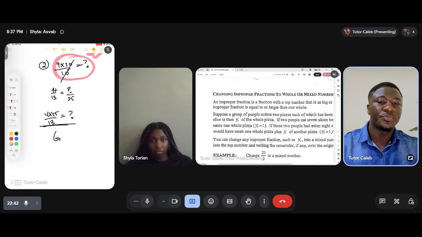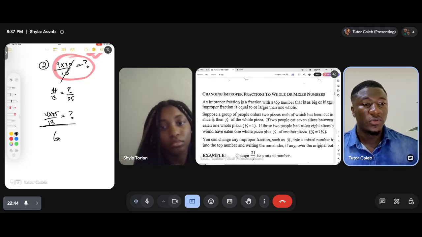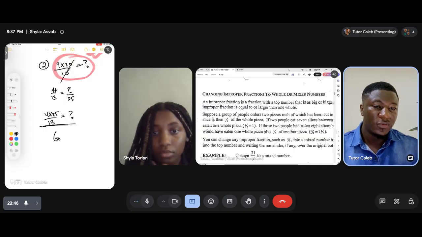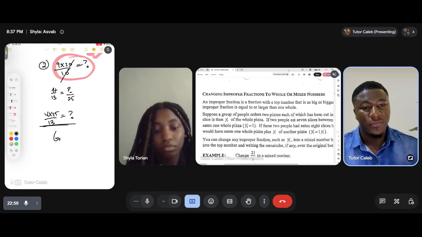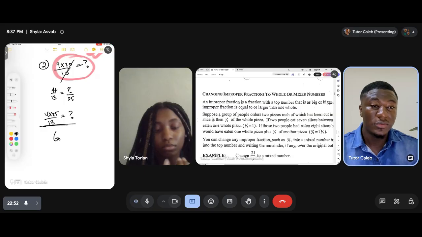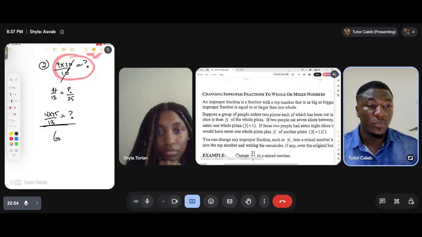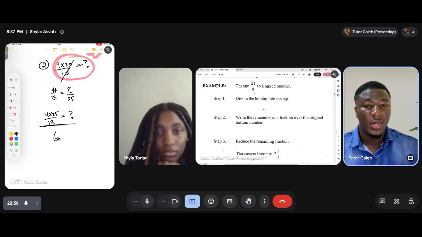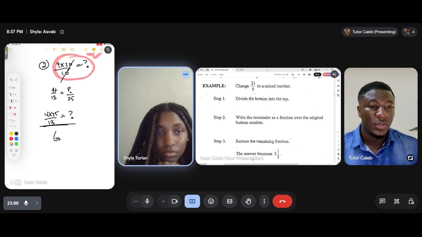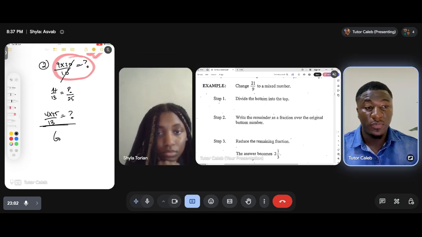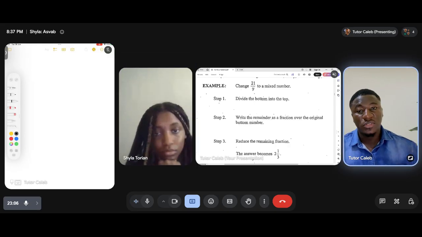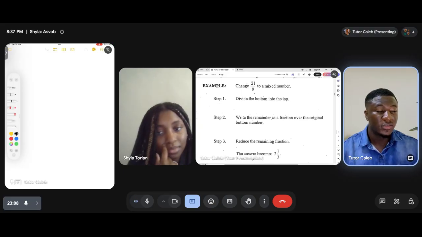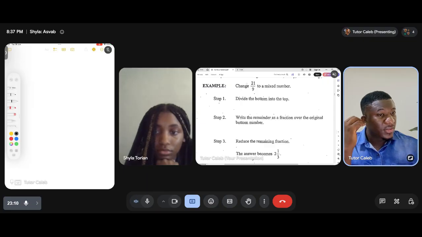Now, the next thing we want to look at is how to change from mixed to proper, to improper, or to whole, like moving from one fraction to the other. For example, we have here 29 over 9. 29 over 9 is an improper fraction, correct? Now, if we want to change this improper fraction to a mixed fraction, how do you think we're going to do it?